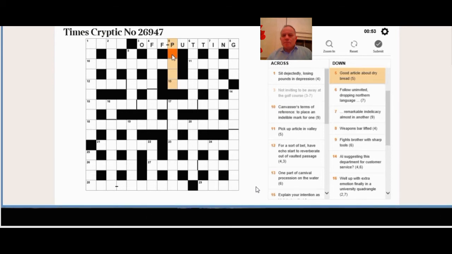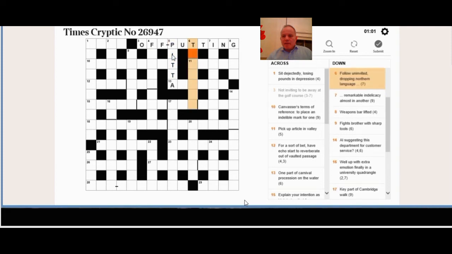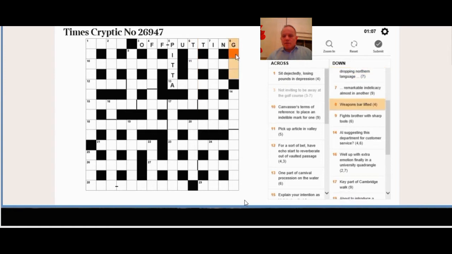Five down here. Good article about dry bread. Well, the key thing there is bread and a five-letter word beginning with P. And that enabled me to find the defined answer, and then I could work out the wordplay, which was pi, tt, and a. Six down I couldn't get immediately, but language is the definition, and that's the key part. Seven down I also couldn't see.